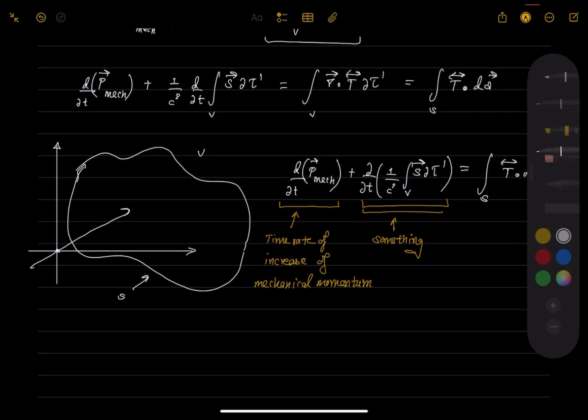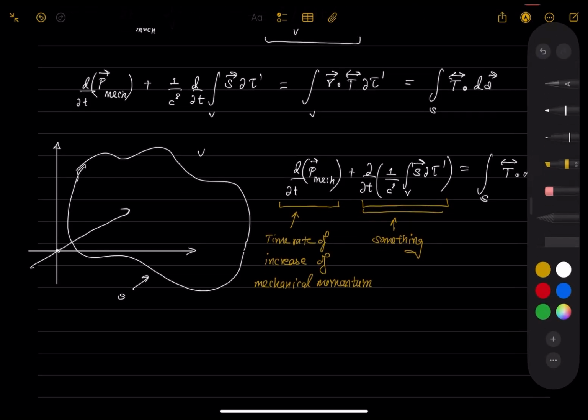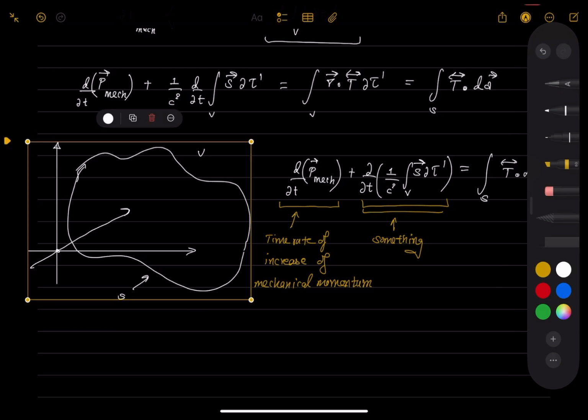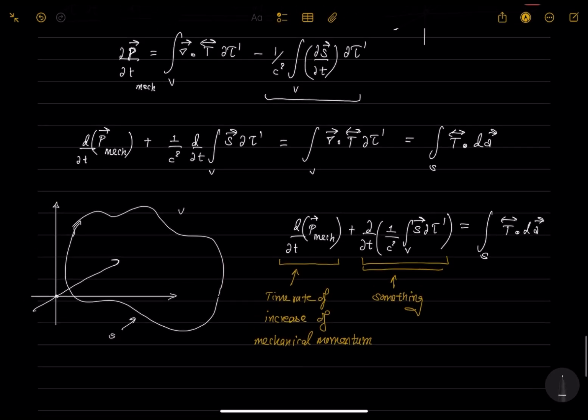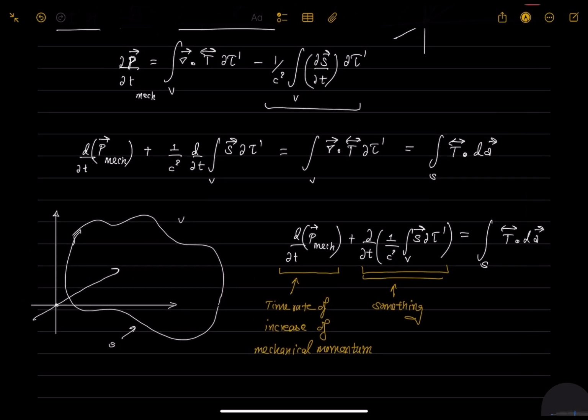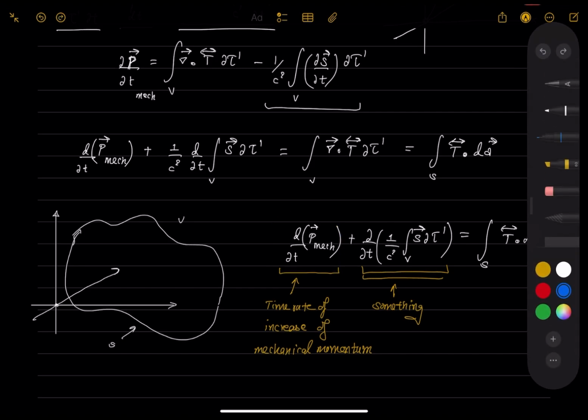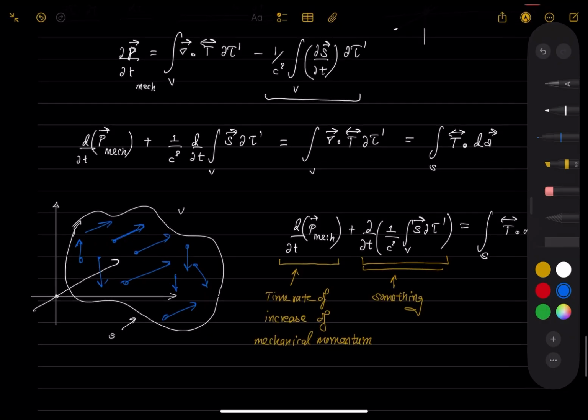All right, so the interpretation of this particular term is that it is actually symbolizing the time rate at which mechanical momentum is increasing inside this volume. So it's the mechanical momentum of all of these particles, right? So if this particle is going there, if this charge is going there, the momentum that's stored inside all of these charges and currents, the rate at which that mechanical momentum increases, this term provides.